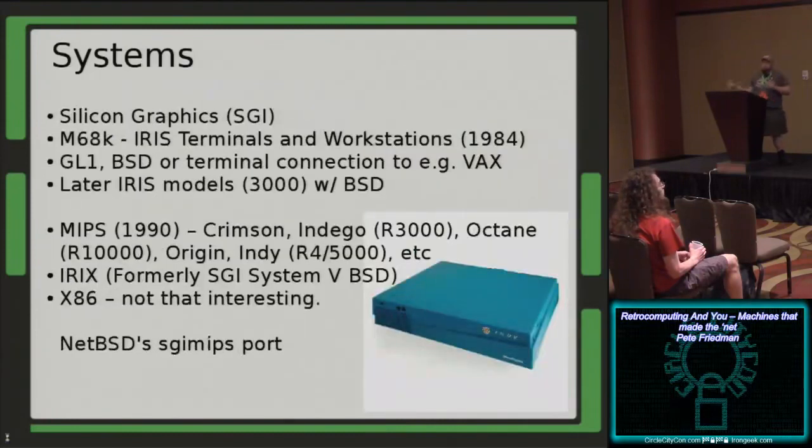SGI, another fairly well-known company, more so for the graphics capability at the time. These were the machines that supported video streaming and 3D rendering back when most people were still using text terminals. There's also a range of architectures. Most of them are MIPS. They had some x86 machines, but those aren't particularly interesting, so we're not going to talk about them.